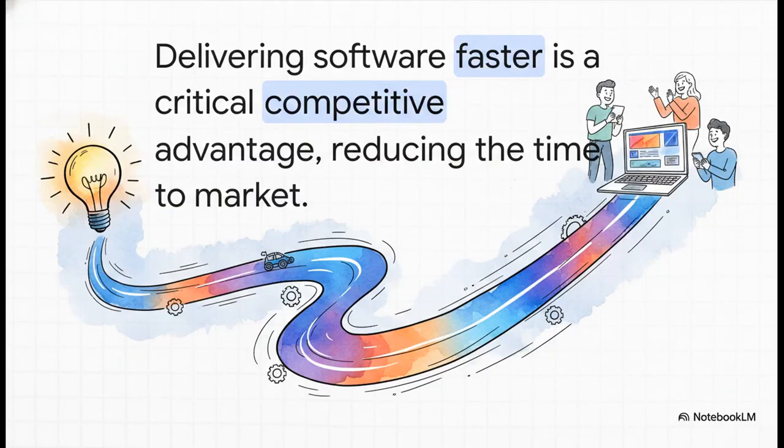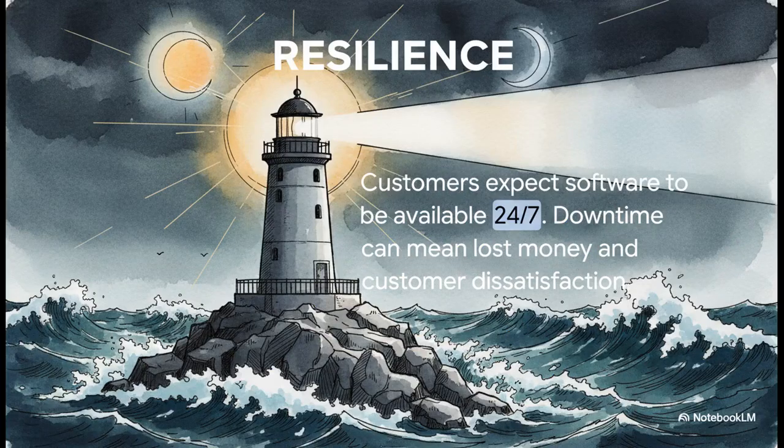Okay, first up, speed. In today's market, getting a new idea out to your customers faster isn't just nice to have, it is a massive, critical competitive advantage. It's all about shrinking that feedback loop, delivering value faster, and just plain staying ahead of everyone else. Next up, resilience. Let's be honest, we all expect our favorite apps to just work. All the time, 24/7, no excuses. For a business, every single minute of downtime means lost money and, maybe even worse, lost trust. Failure is simply not an option anymore.